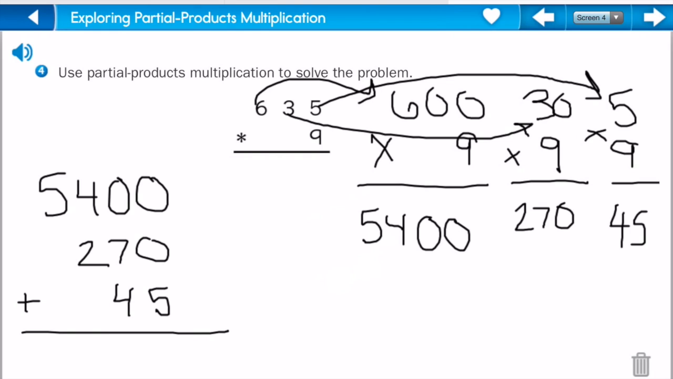So 0 plus 0 plus 5 is 5. 0 plus 7 plus 4. What does that equal? Yep, it equals 11. 7 and 5. So here's our answer for this one.